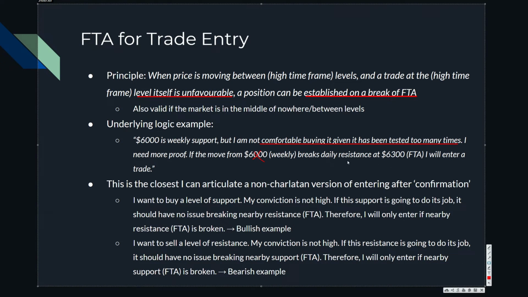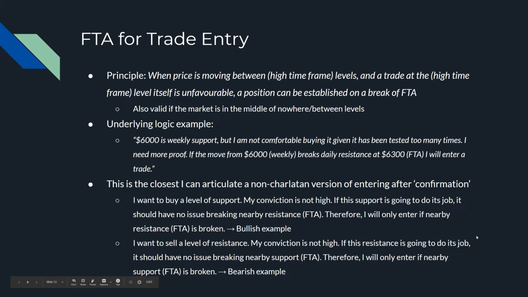Well, if a weekly move manages to break daily resistance, and that daily resistance is FTA, that is good enough for me to take a position there. Okay? Hopefully that framework is somewhat understandable. And really, this is the closest I can articulate a non-charlatan, or kind of convenient, version of entering after confirmation.